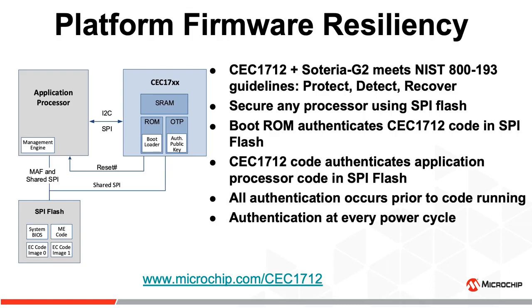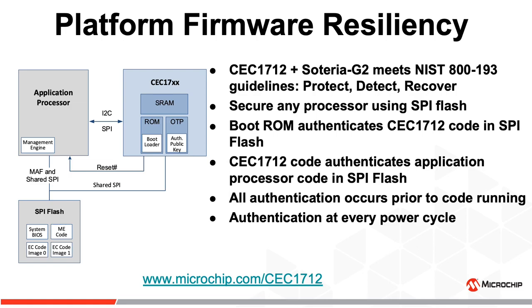So just in summary, Platform Firmware Resiliency has three tenets: to protect the system, to detect when corruption has occurred, and to recover to a known good state of integrity. So in this particular example that we showed you today, the CEC 1712 plus the Soteria G2 firmware together will meet those guidelines to protect, detect, and recover, and they can be used to secure any processor that boots from an external SPI flash.